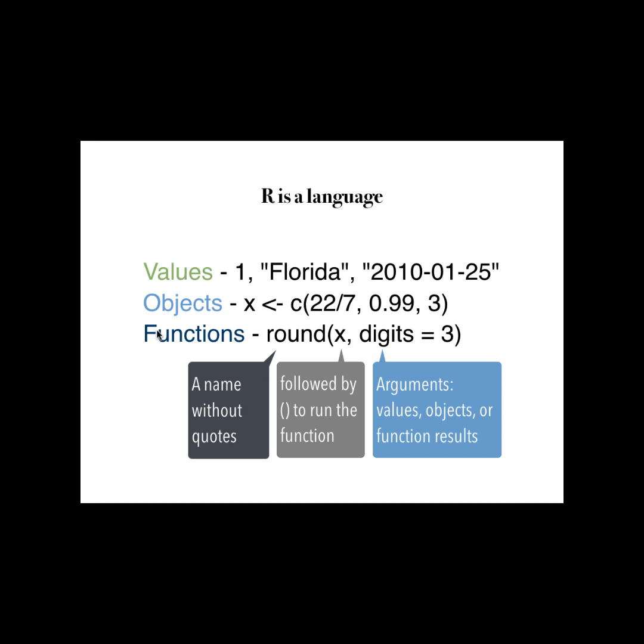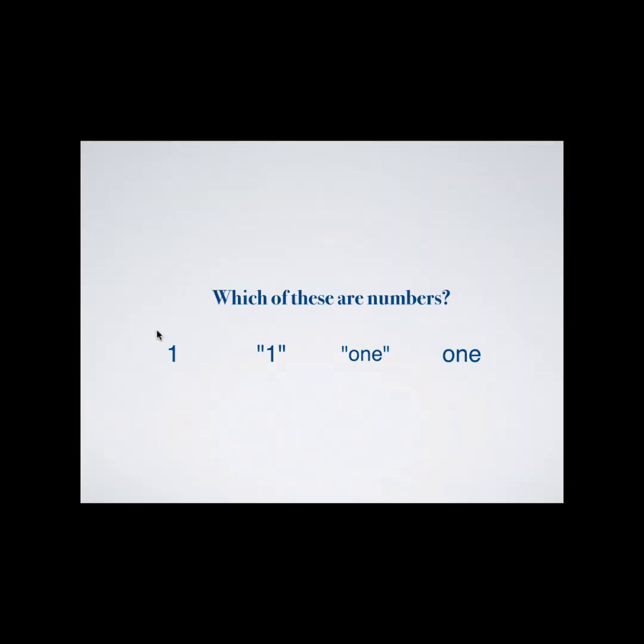Sometimes functions can have more arguments or more specifics. If you were to take a wild guess at what this function does, what would you say? Yeah, it keeps 3 digits. It's going to round. And how many digits is it going to round to? In this case, 3. Any guesses on what it's going to round? X. Yeah, exactly. So it rounds X to 3 digits. That's a simple function.